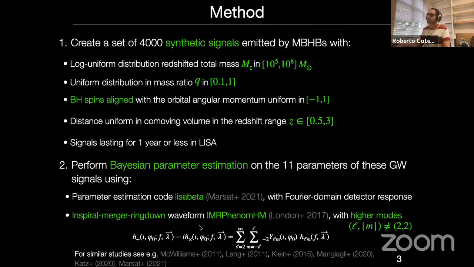And for people who are not familiar with higher modes, just a very short description. When you decompose the strain in h plus minus h cross, you have this decomposition in spin-weighted spherical harmonics that are this function here. And usually a common approximation is to only use the l equal m equal 2 mode to approximate the signal.